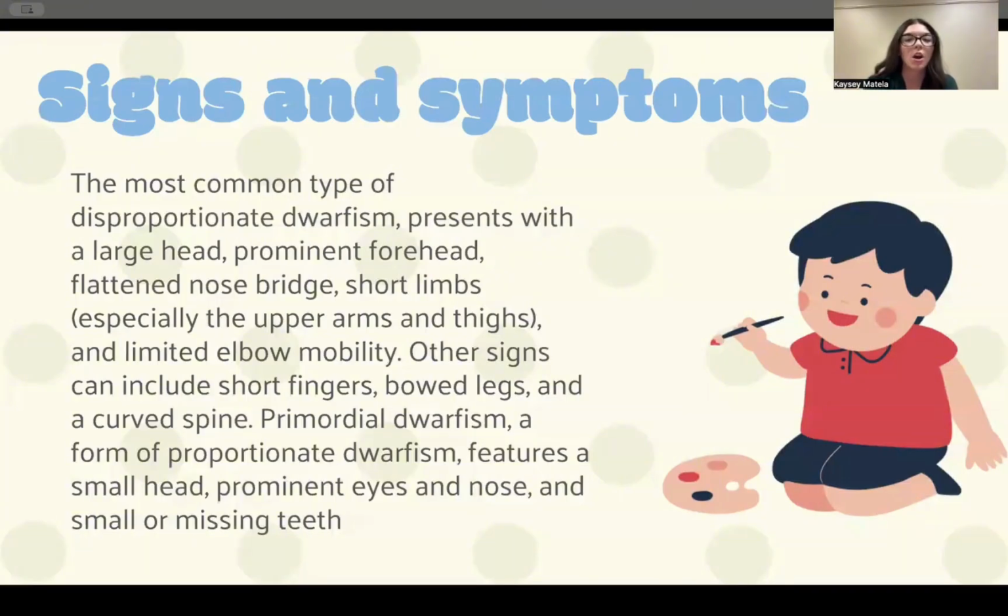Signs and symptoms. The most common form of disproportionate dwarfism is achondroplasia. The key features include a large head with a prominent forehead, flattened nasal bridge, short arms and thighs, and limited elbow movement. Additional findings may consist of short fingers, bowed legs, and spinal curvature. In contrast, primordial dwarfism is a type of proportionate dwarfism characterized by a smaller head, prominent eyes and nose, and often small or missing teeth. These physical features help differentiate between the types of dwarfism and are important for diagnosis.